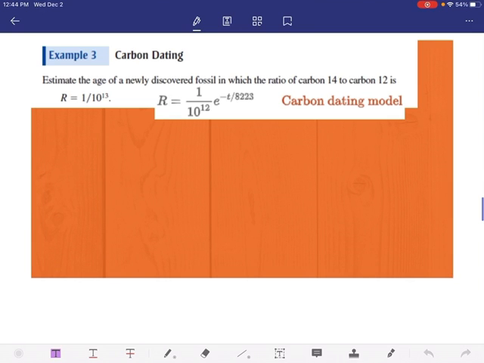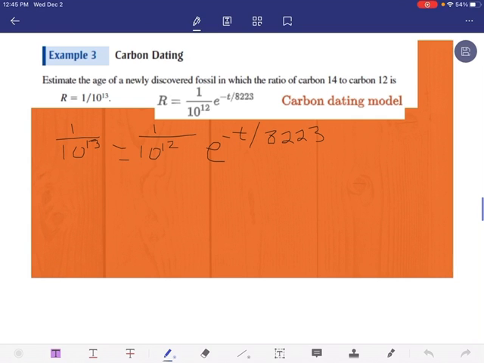So what we can do is kind of like we did on the last example, we're going to work our way backwards. So we're going to say, I know what R is, or what the ratio is, so we can plug that in. So I'm going to say 1 divided by 10 to the 13th power is going to equal the model that they gave us. And then we just want to solve for t.